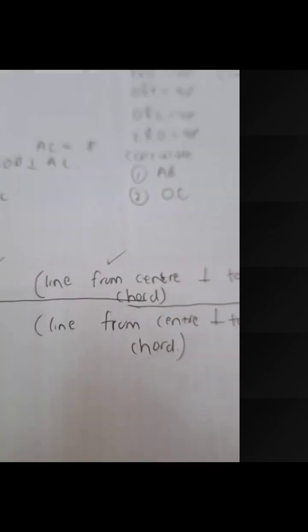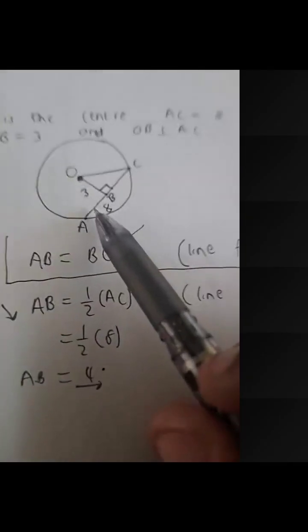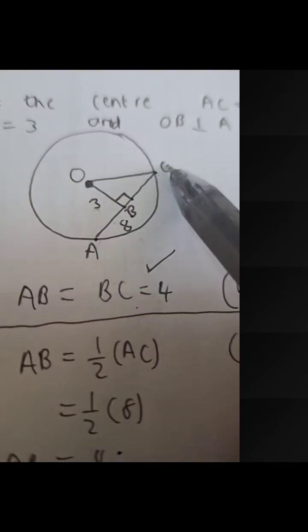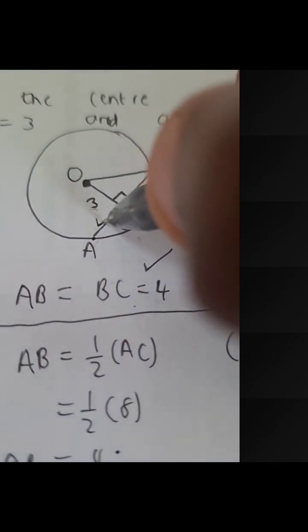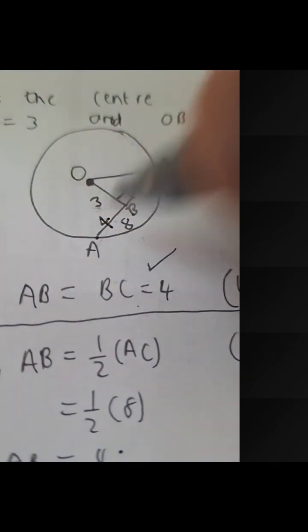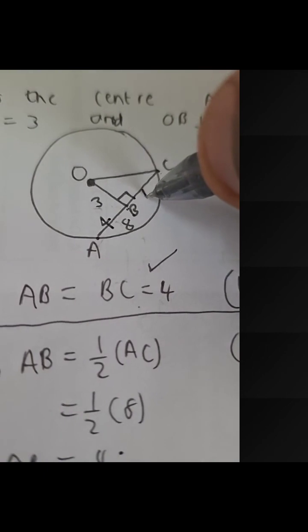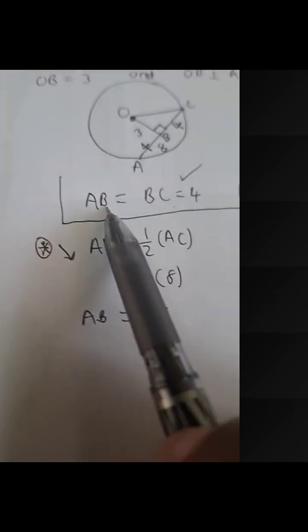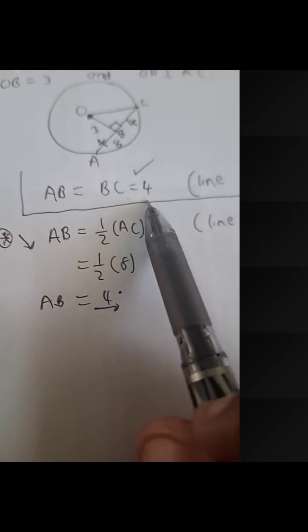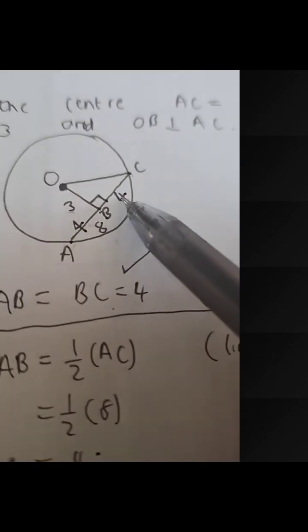Let's move on to the next question. Calculate OC. Let's go to the diagram. Where is OC? OC is here. I already know that AB is 4, so I fill in my diagram. I update it so that it has all the relevant things that I know. And obviously that means BC is also equal to 4 because I already stated that AB is equal to BC, which is equal to 4.